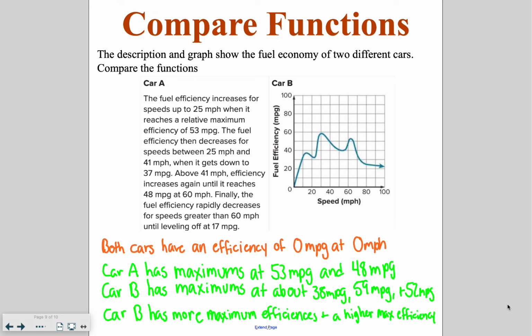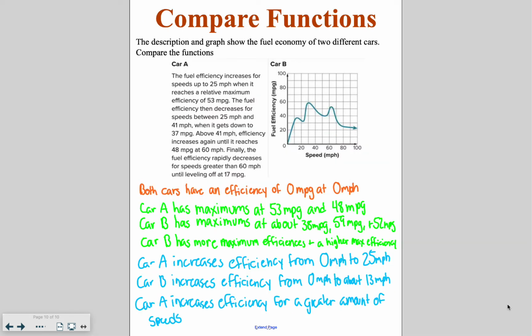The next piece I want you to look at is where that first increase in efficiency occurs. So for car A, it's increasing in efficiency from 0 to 25 for that first range, whereas car B is only increasing from 0 to about 13. So car A increases more efficiently in that first interval.